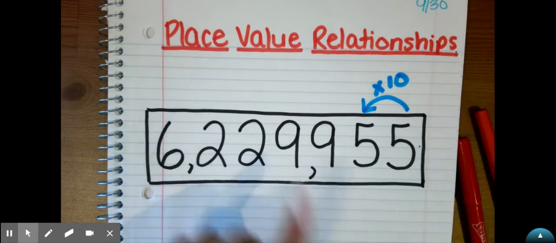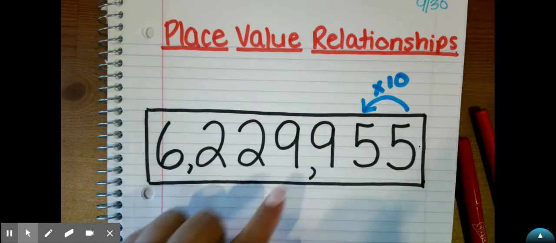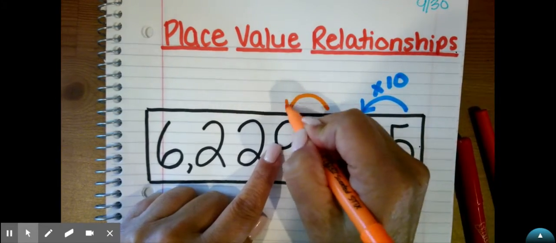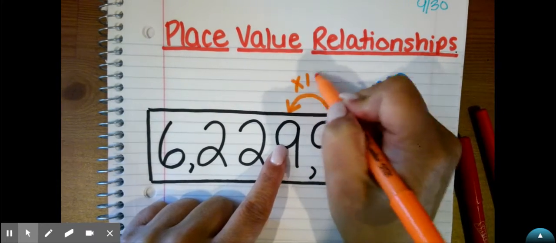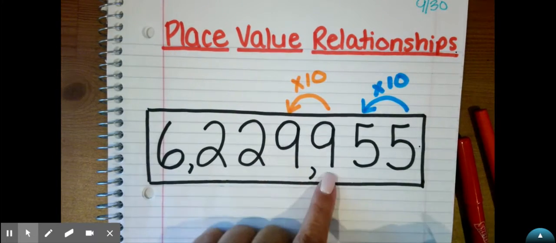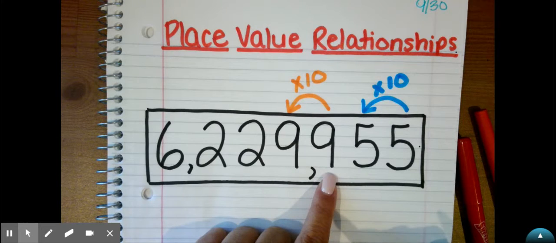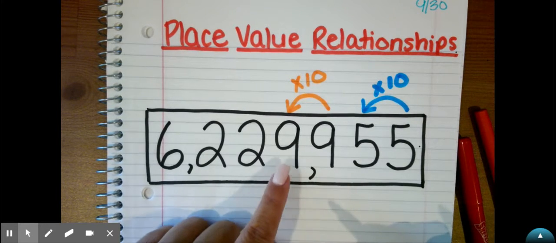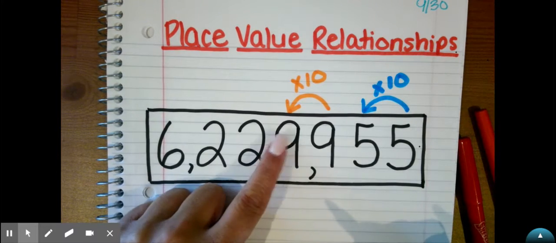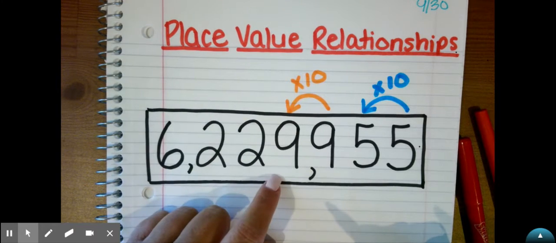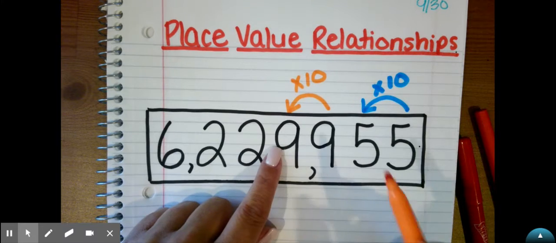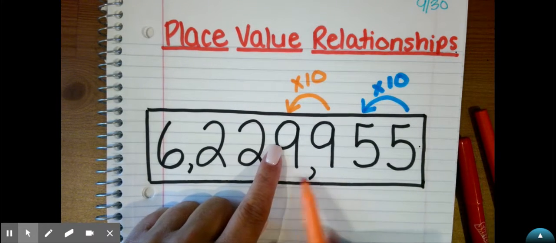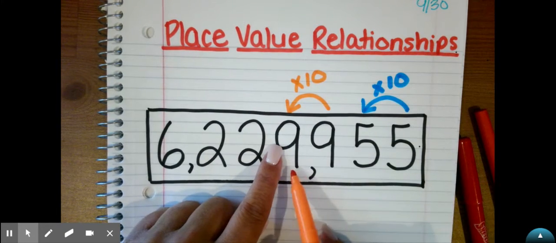These two 9s also have a relationship. The digit, this 9 in the thousands place, is 10 times greater than the 9 that appears in the hundreds place. And that makes sense too, because 9 times 10 would be 90, right? And the difference here is the 10 times greater.